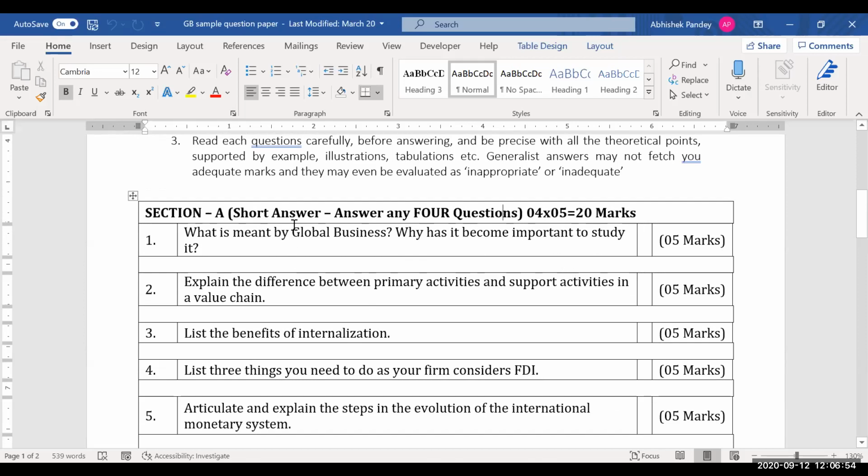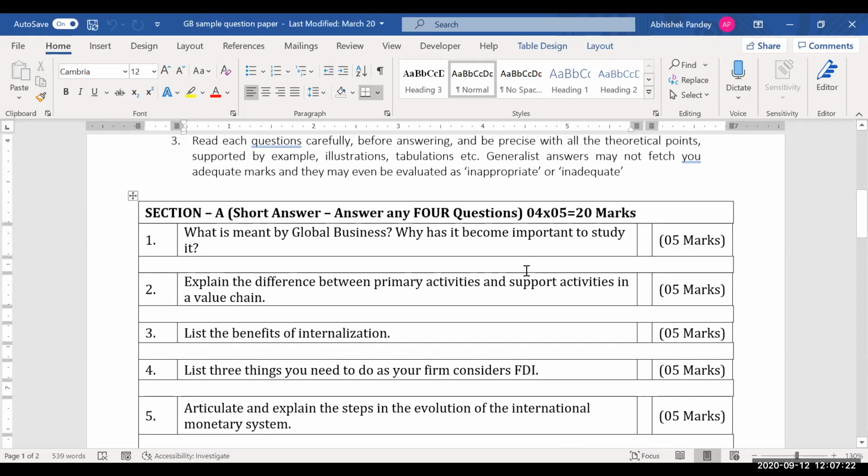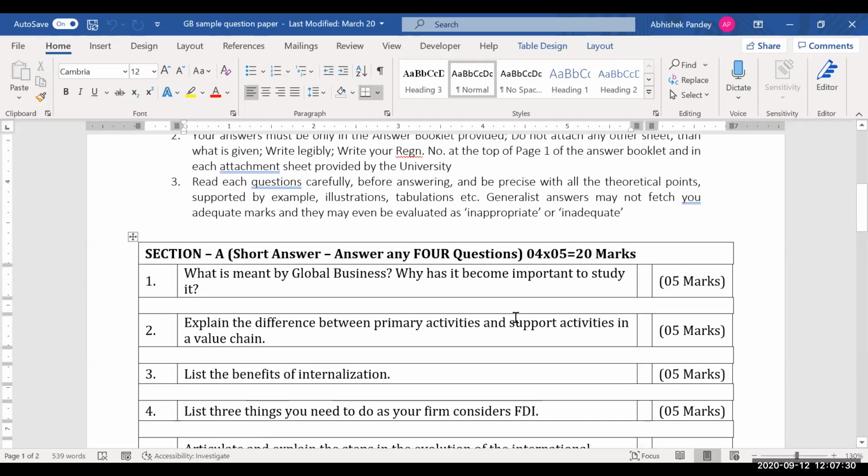So whenever we are discussing the terms, those are the ones which are generally asked. You'll have things like what is global business, then what is the difference between primary activities and support activities, what are the benefits of internalization. So all the terms, the glossary, the definitions, are what is included here. They're not big essay type. You just need to have a definition of it. Okay, any doubts here?